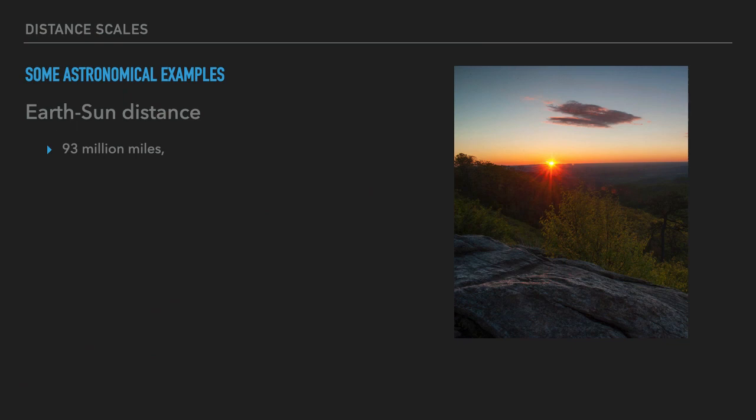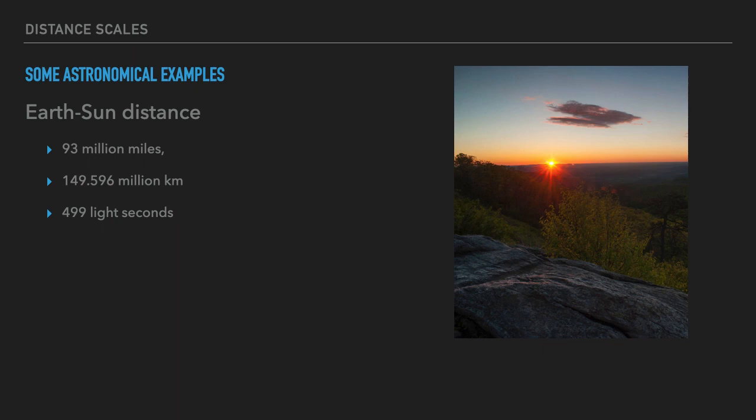Now here's another astronomical example that I want to take a look at: the Earth-Sun distance, and the sun's diameter. We all know, I think everybody learns in sixth or seventh grade, that the Earth-Sun distance is 93 million miles. In kilometers, it's about 149.596 million kilometers. And in light seconds, that's about 499 point something.